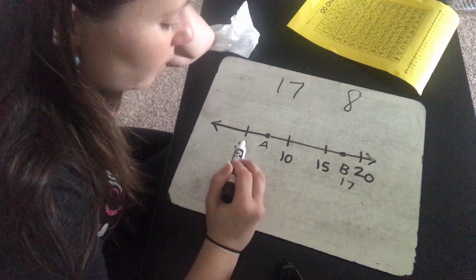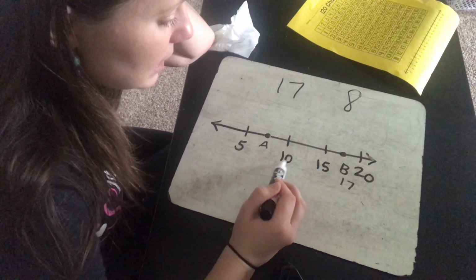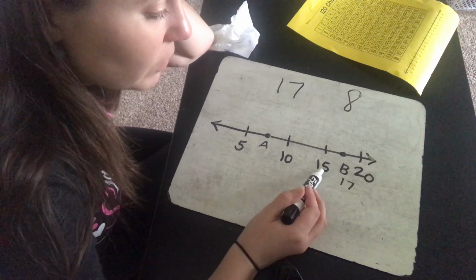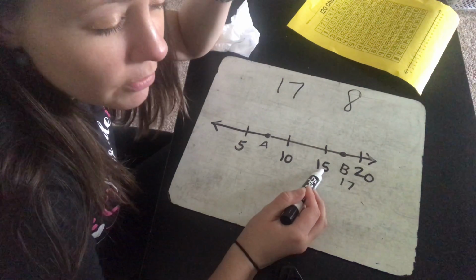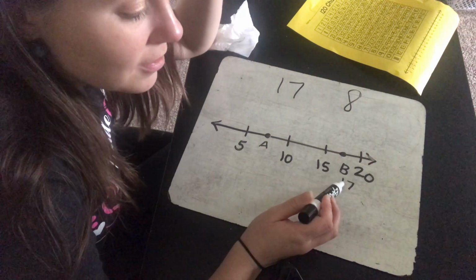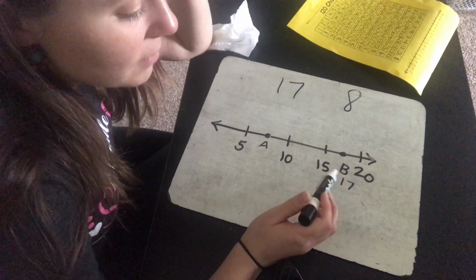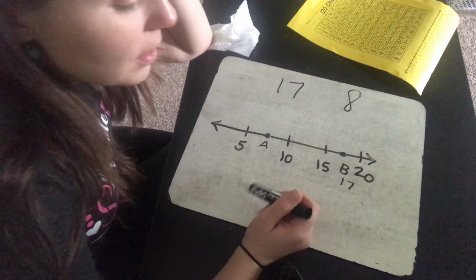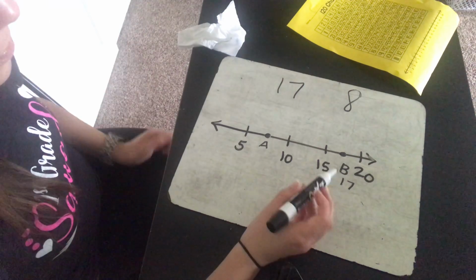1, 2, 3, 4, 5, 6, 7, 8, 9, 10, 11, 12, 13, 14, 15. Let's see if we hear 17. 16, 17, 18, 19, 20. So 17 is in between 15 and 20. So we know that 17 must go there.